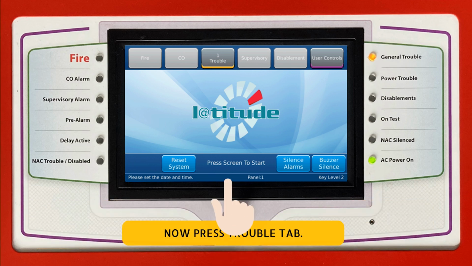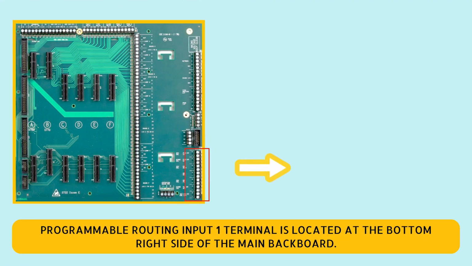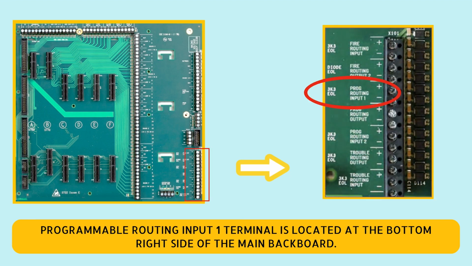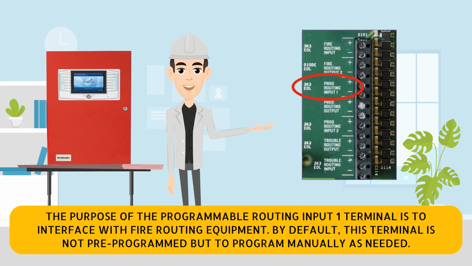Now press Trouble tab. Trouble: Programmable routing. Input 1 has a full open circuit trouble. Programmable routing Input 1 terminal is located at the bottom right side of the main backboard. The purpose of the Programmable routing Input 1 terminal is to interface with Fire routing equipment. By default, this terminal is not pre-programmed but to program manually as needed.